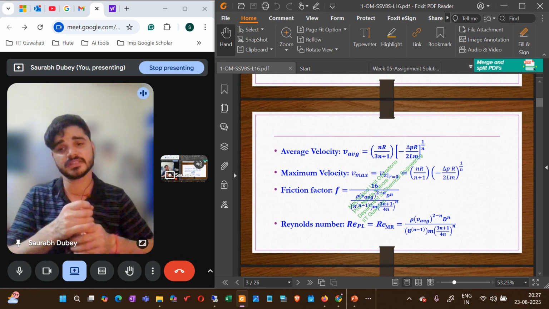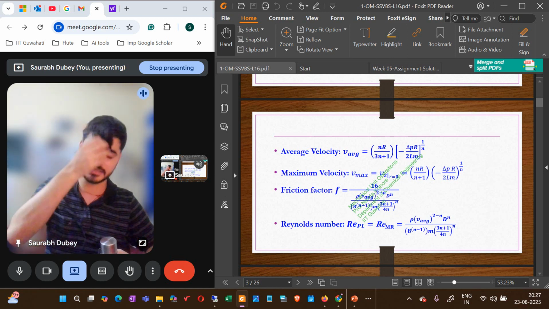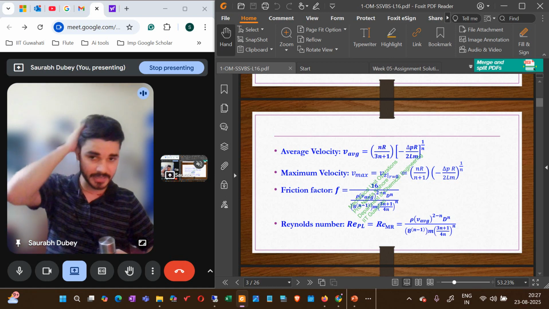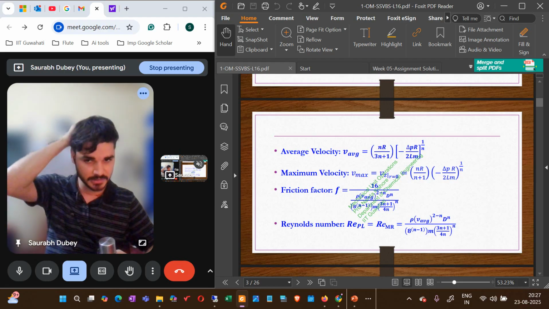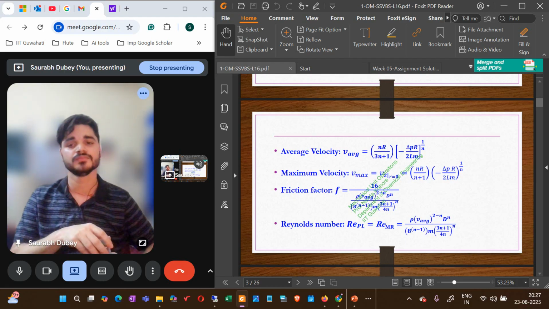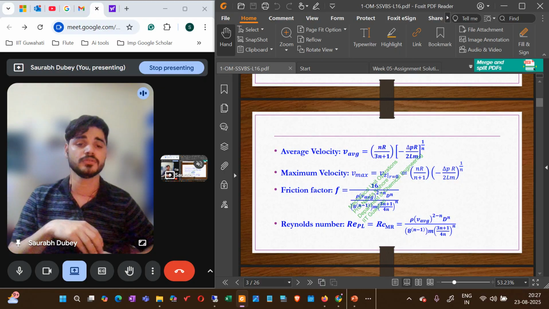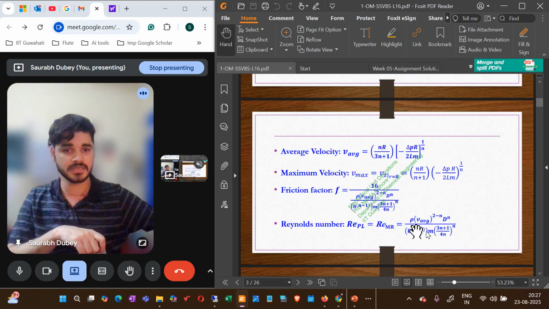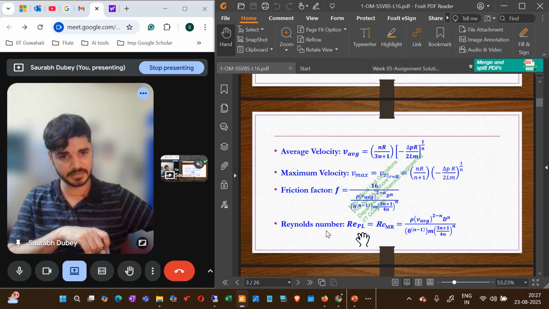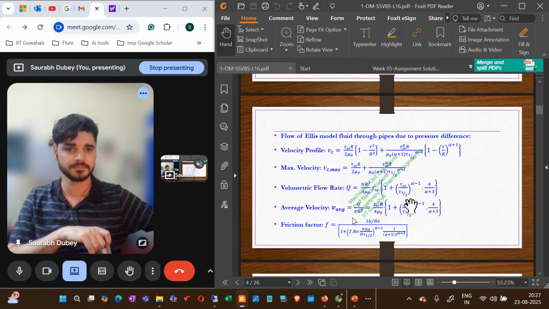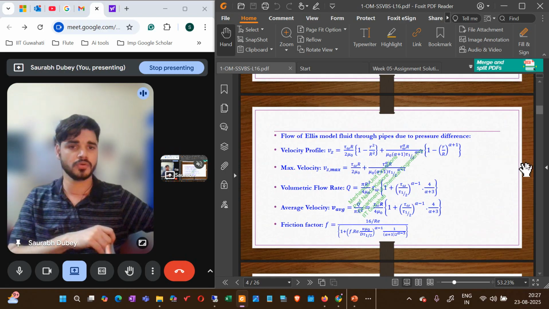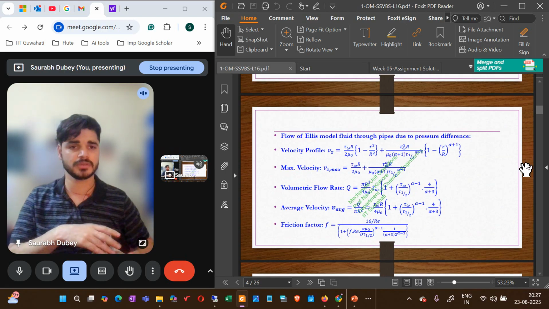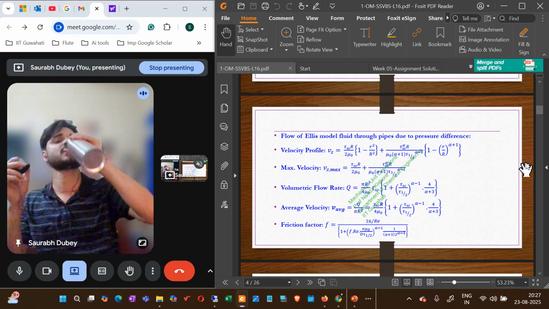And why are you deriving this friction factor? Because it is a very important aspect. Like in laminar flow you derive it, it gives you 16 by Re. The friction factor here gives a similar expression, but here the Re is replaced by what you call the Reynolds number for the power law fluid, right? And then the flow of Ellis model fluid through the pipe due to pressure drop difference.